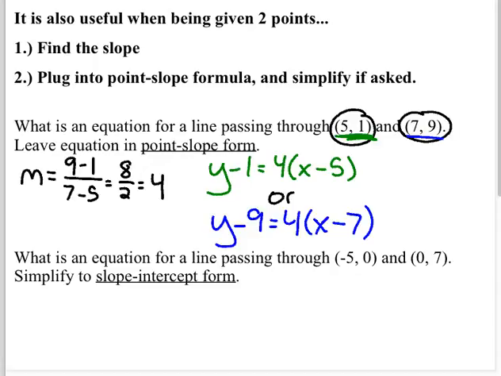So in that case, I could have 2 different answers, okay? But they actually represent the same line. But you only need one or the other, okay? And I'm going to show you why in just a second, all right?